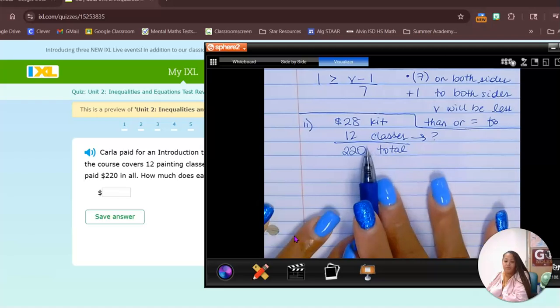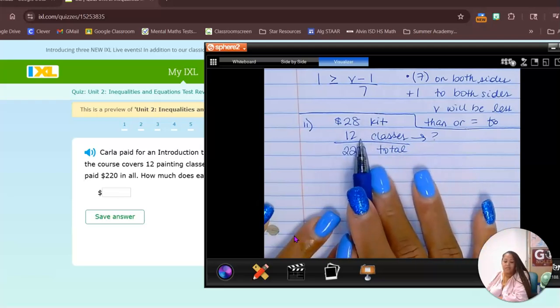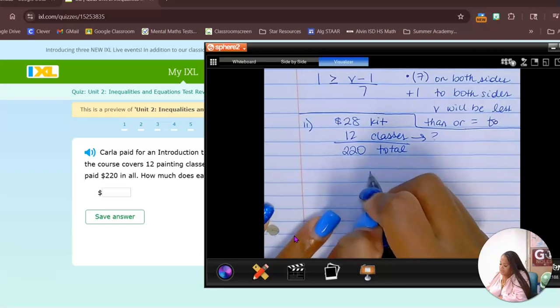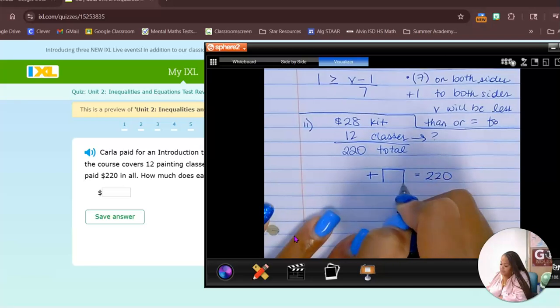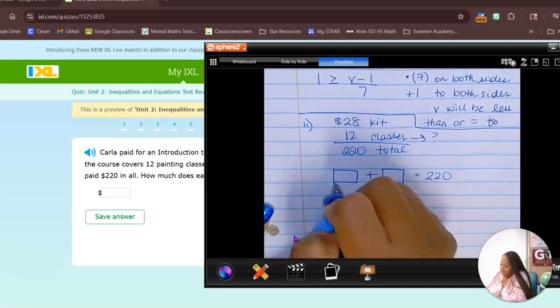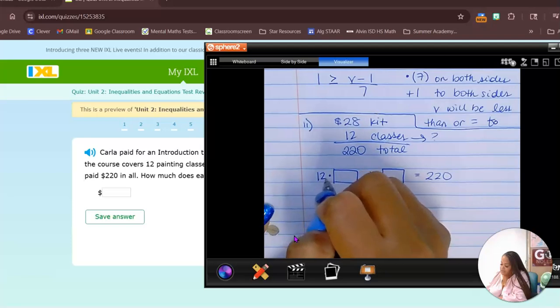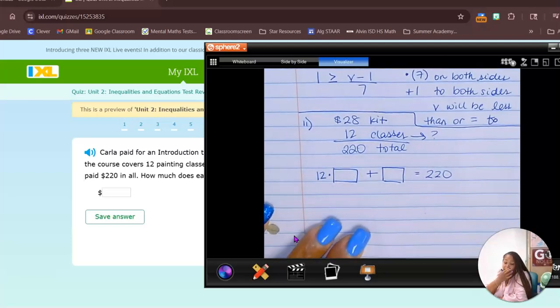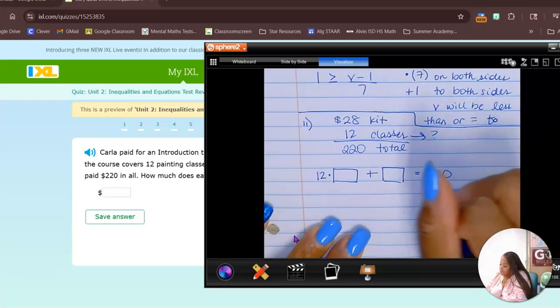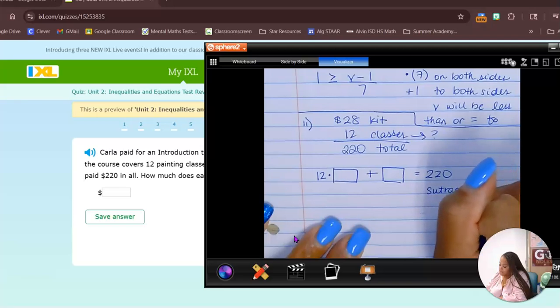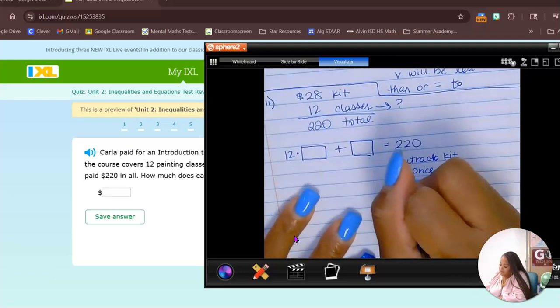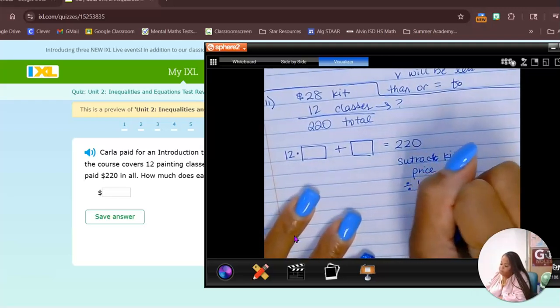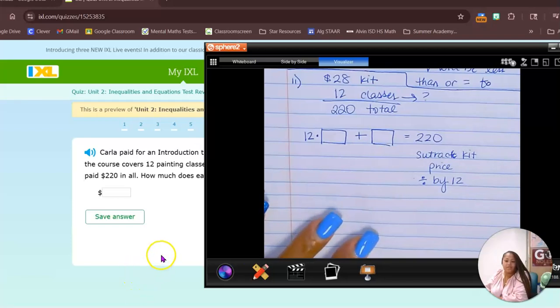The kit costs $28, so we've got to write an equation. The 12 classes is going to have our variable, so it'll be something plus something equals $220. We've got to put the kit here, and then the classes times the number of classes. So this will be 12 and most likely a variable. And then we'll subtract the kit. Subtract kit price. Then divide by 12. And that'll get your answer there.